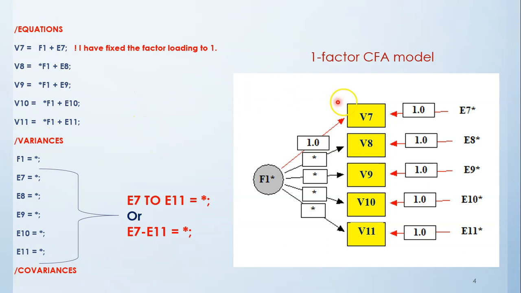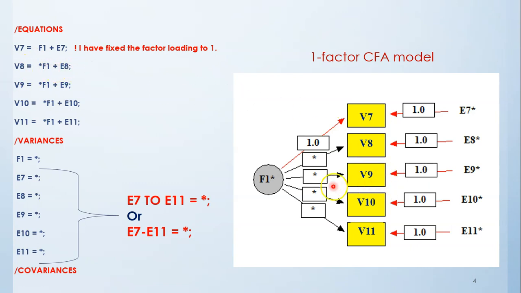Also note that for each dependent variable, there will be one equation under the equations section. So for example, for V7, we have this equation. V7 is equal to F1 plus E7. So V7 is equal to 1 times F1 plus 1 times E7. For V8, we have V8 is equal to asterisk times F1 plus 1 times E8. This is exactly the thing that you can see here.